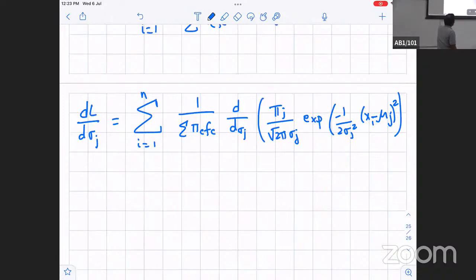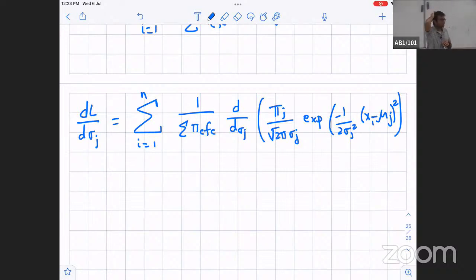See again, where does sigma j appear in this? There are two places it appears. Can you all see that? There is a pi j by square root 2 pi sigma j, and then there is e power of sigma j. So there are two terms. What do you use for something like this?